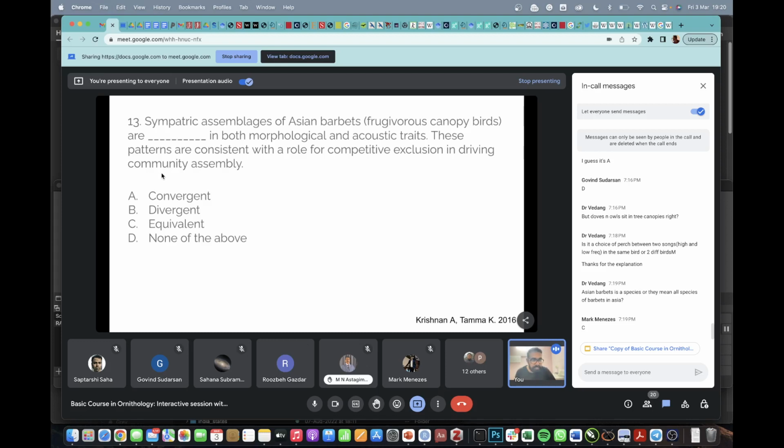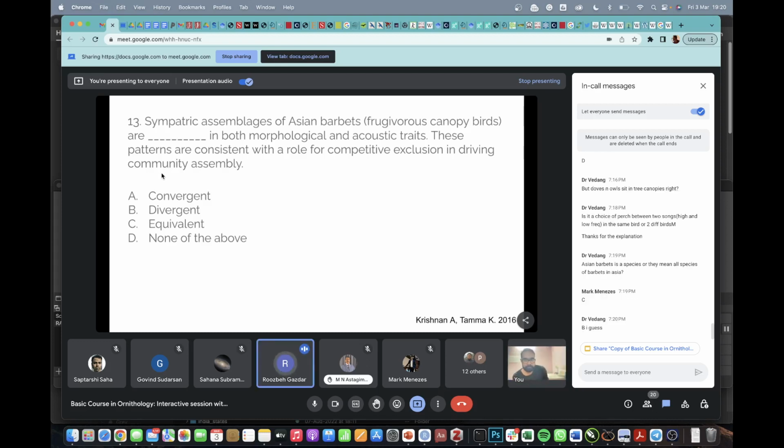Asian barbet is not a species; they mean all species of barbets in Asia. So, if I may, what exactly do you mean by consistent with a role for competitive exclusion? Does it mean they are consistent with a pattern of competitive exclusion that is seen in the assembly? Yeah. These are not my words; these are the people who have written the paper. But you understand the gist of it.